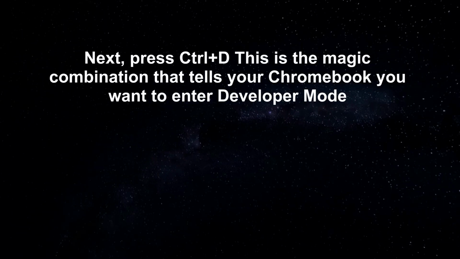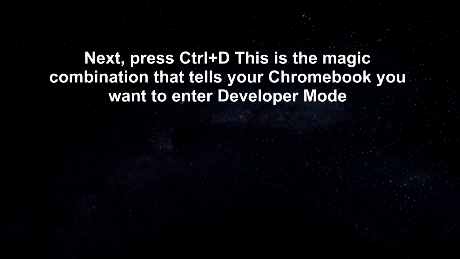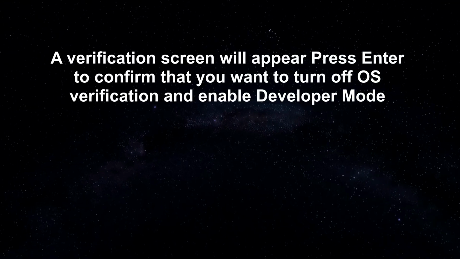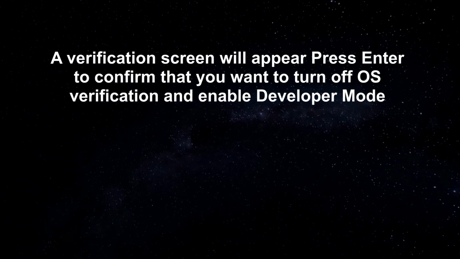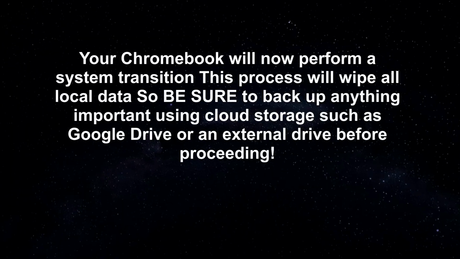Next, press Ctrl+D. This is the magic combination that tells your Chromebook you want to enter developer mode. A verification screen will appear. Press Enter to confirm that you want to turn off OS verification and enable developer mode. Your Chromebook will now perform a system transition.